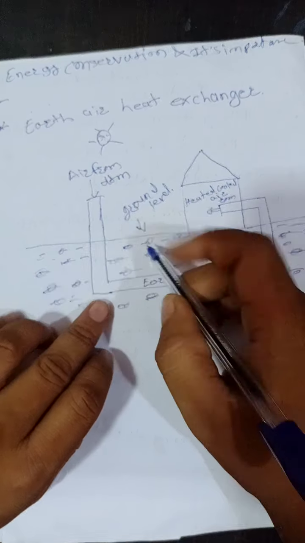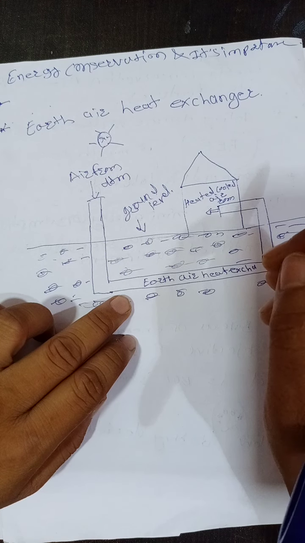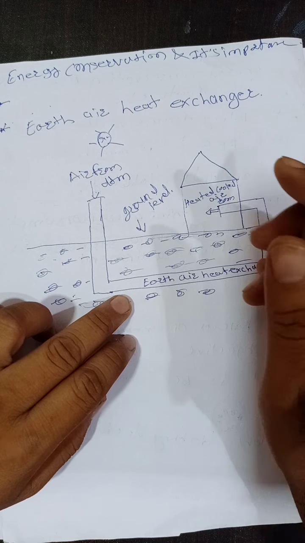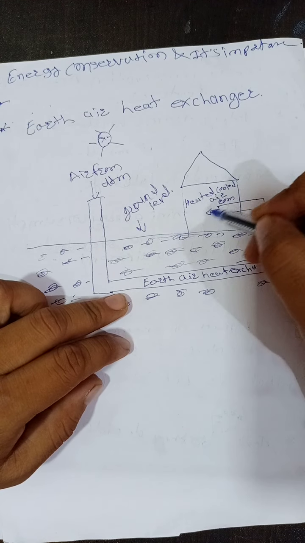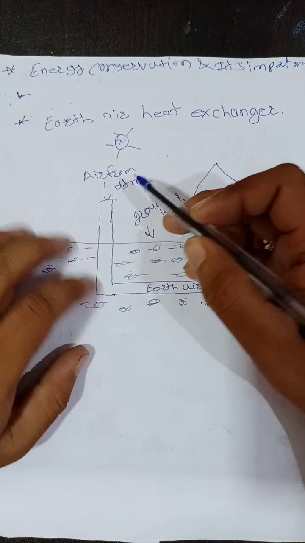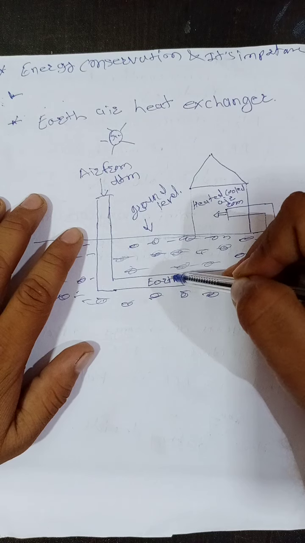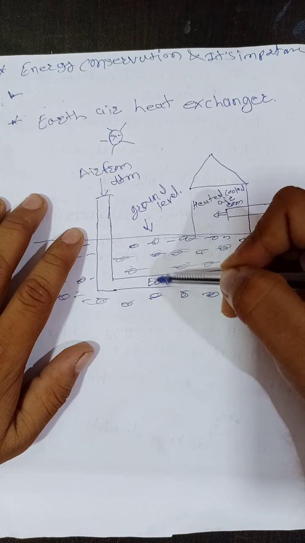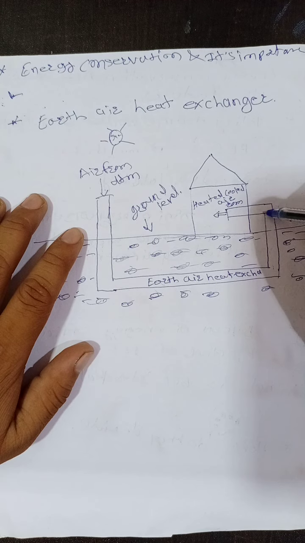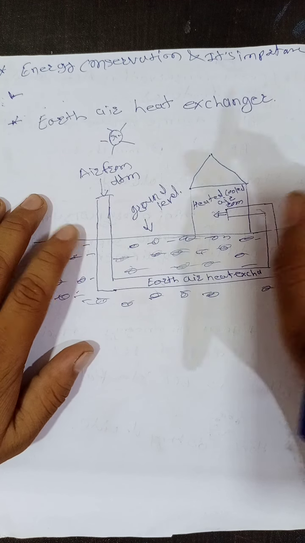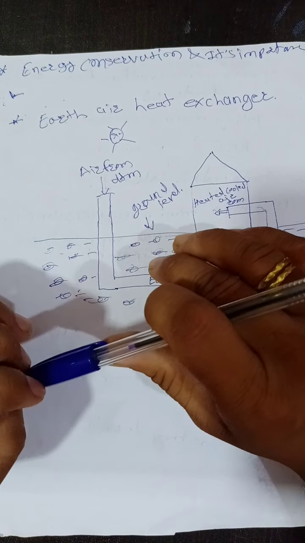ventilation, so these tubes are called earth tubes, right? See here, suppose we have to heat this room, right? Then the air from the atmosphere is taken in through this, and it captures the earth's temperature, and then it goes to the room. It is a very simple construction. We can use these earth tubes.